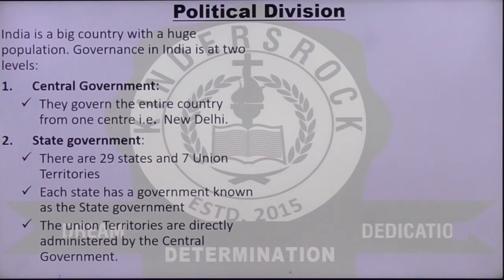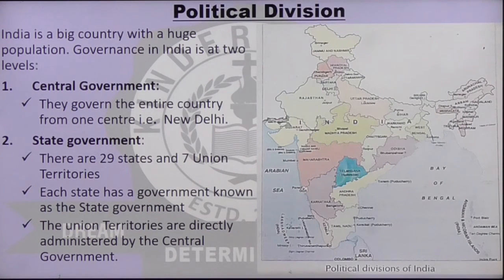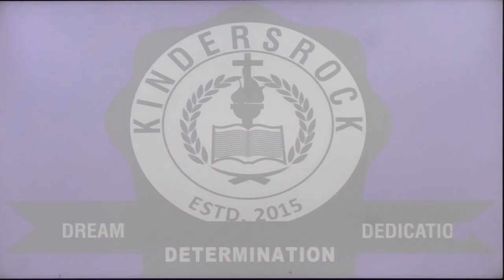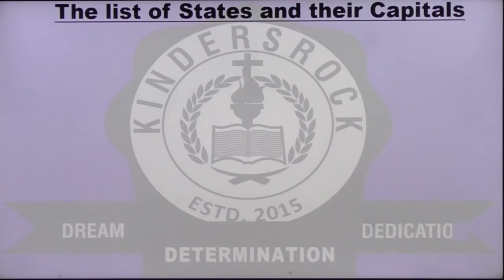Let us look at the political map of our country, India. We have divided the country politically, and all the states with their capitals are given in this political map of our country. So you have to get hold of one political map and fill in all those places with the names of the states. Okay, now let us look at the list of the states and their capitals.